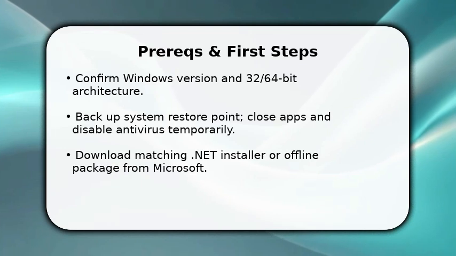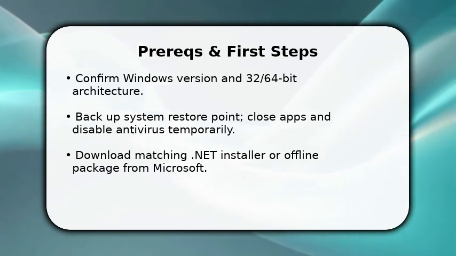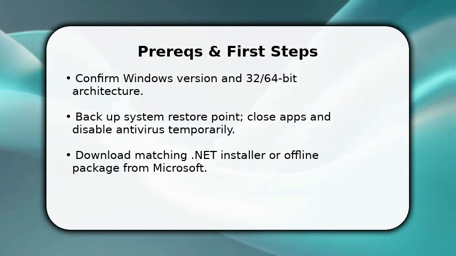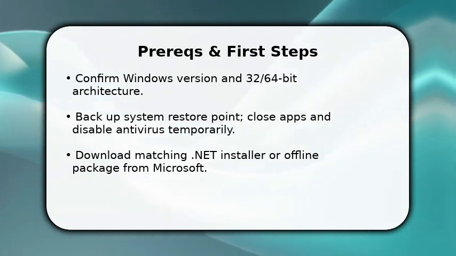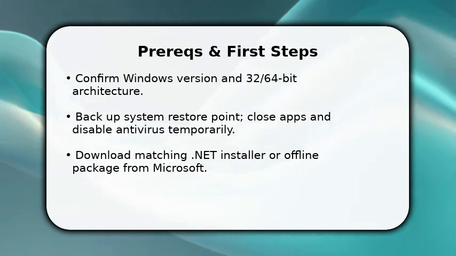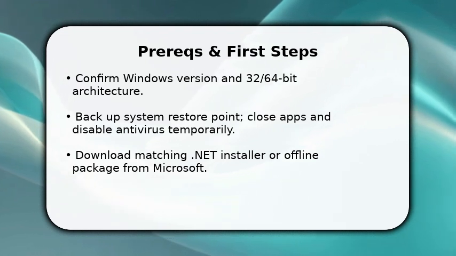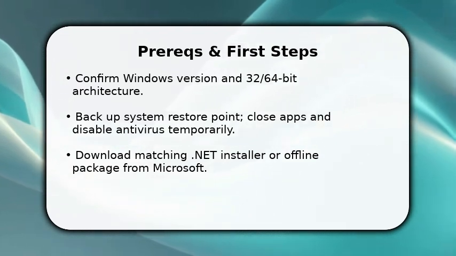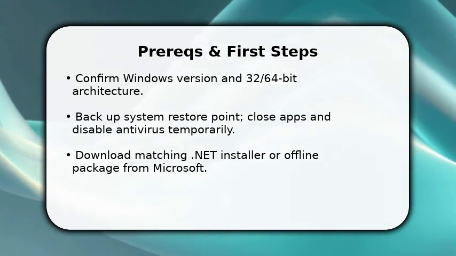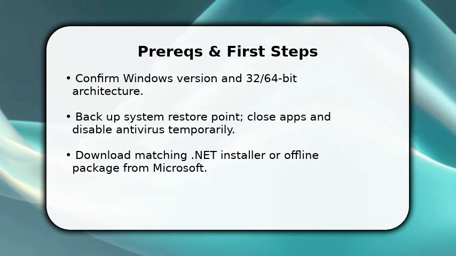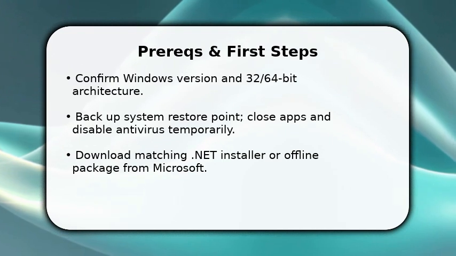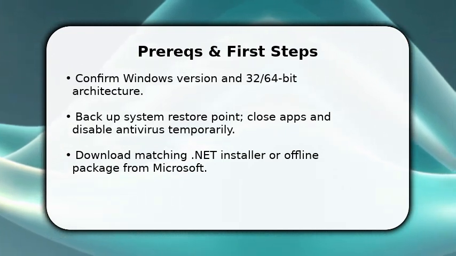You start by confirming your Windows build and whether it's 32 or 64-bit because installers differ. This prevents mismatched components. Once done, create a system restore point and close user apps. Make sure to disable third-party antivirus briefly so the installer can run uninterrupted. Then download the exact .NET Framework version or the offline redistributable that matches your OS. You're preparing the environment so the install won't fail mid-process, and so you can restore quickly if needed.